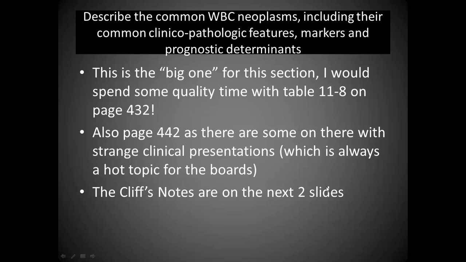When we talk about the common white cell neoplasms, including clinical pathologic features, markers, and prognostic determinants, this is actually the meat of this, and this is why there's two hours. There are two things I'd like to draw your attention to. There's a table on page 432 and another on page 442 that has some additional neoplasms. I'm going to go through these briefly, and this is kind of the least that you would absolutely need to know, but it's a very good start.